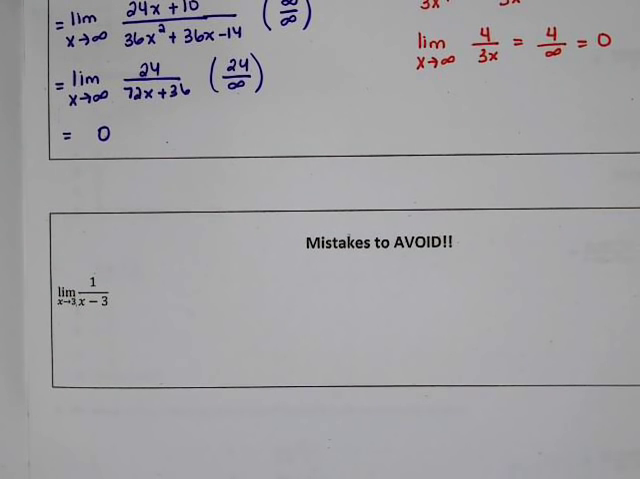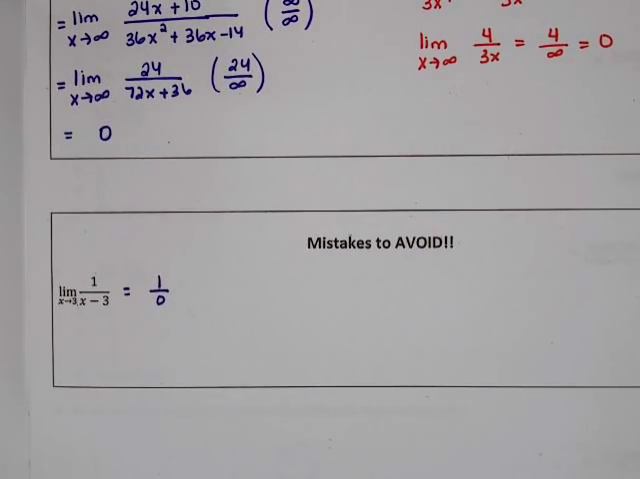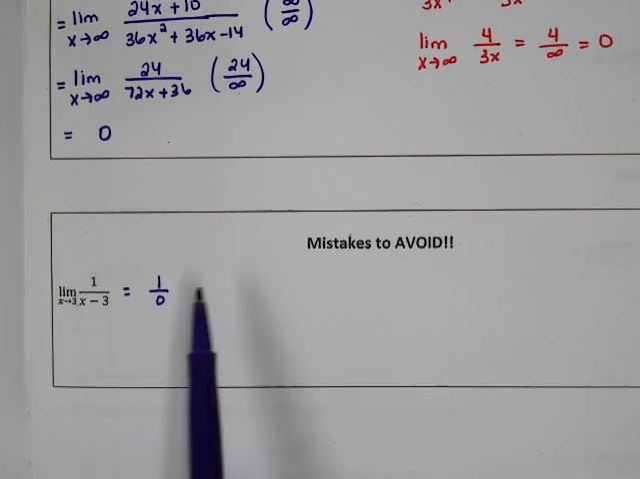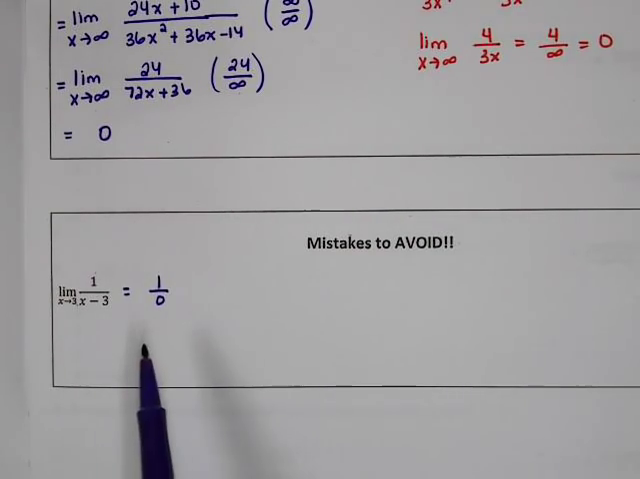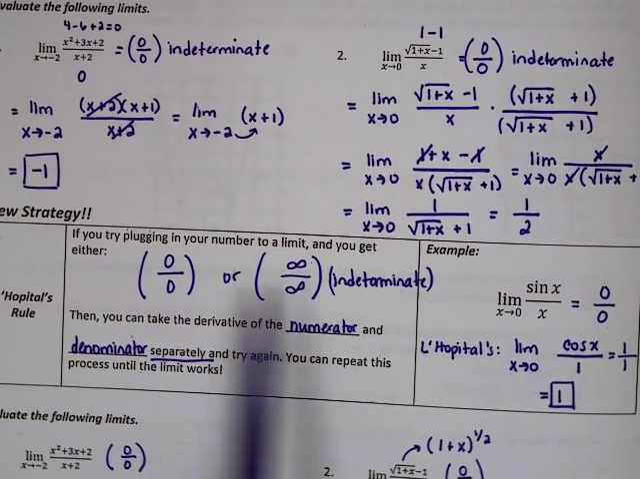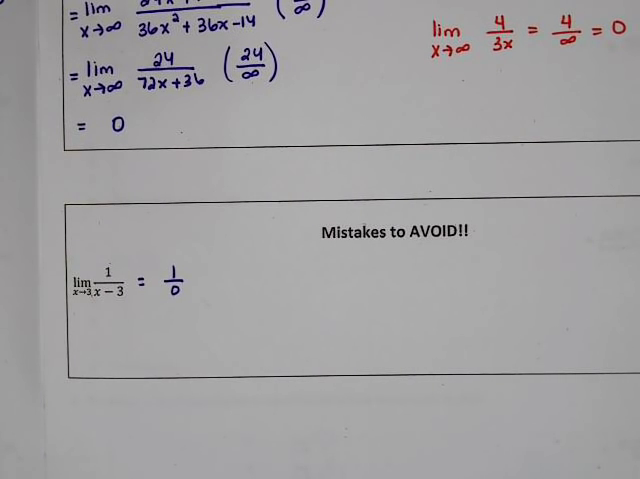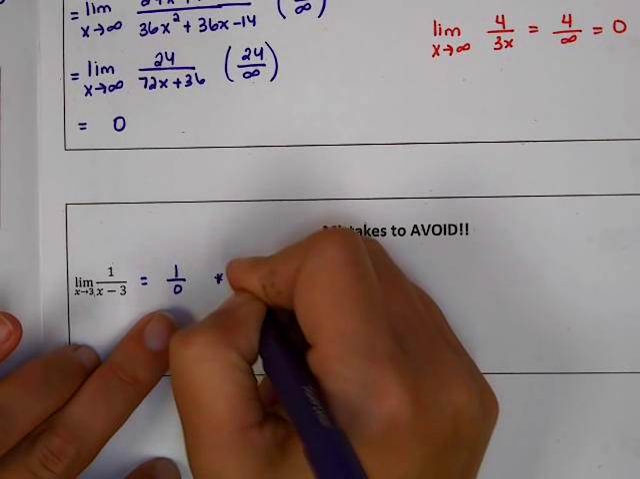One mistake I do want you to know to avoid is this. In this problem, if we plug in 3, we get 1 over 0. A lot of students will be really over-enthusiastic about L'Hopital's rule, and they'll think, oh, just take the derivative of the top and the derivative of the bottom. But L'Hopital's rule can only be applied when you have 0 over 0 or infinity over infinity. Since we don't have 0 over 0, we have 1 over 0, you cannot apply L'Hopital's here.